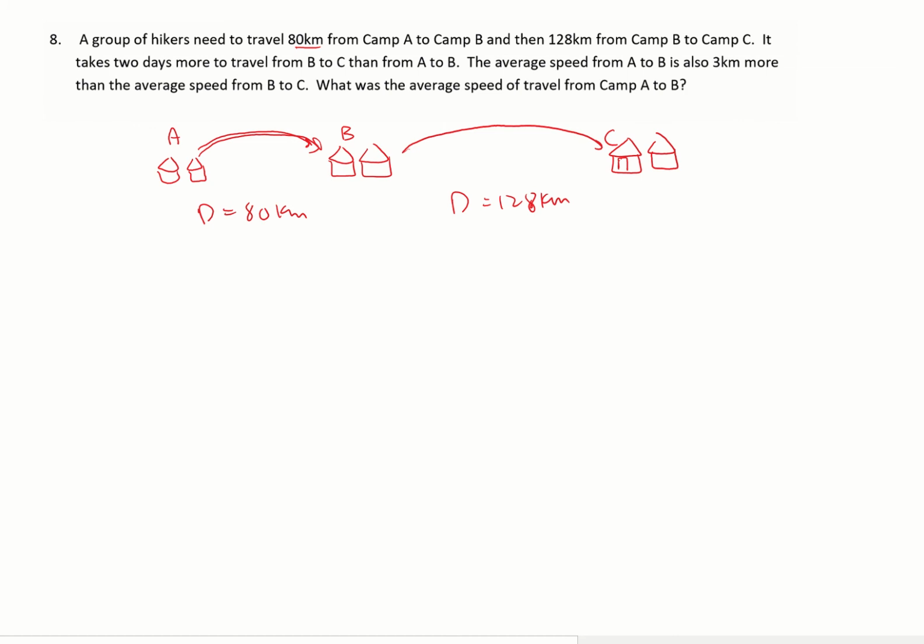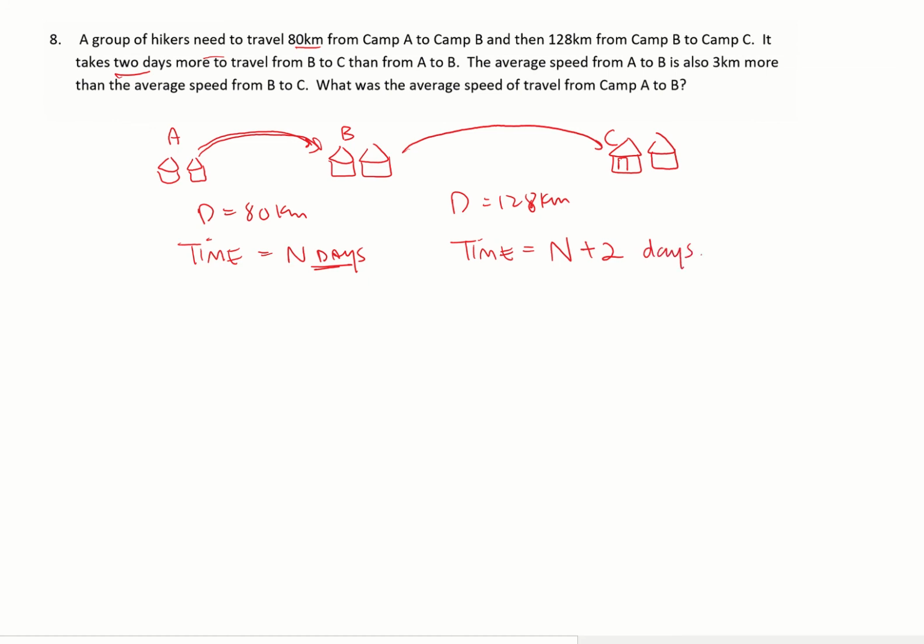Okay. And that's the first part of the question. And it goes, it takes 2 more days to travel from B to C than from A to B. So let's say time over here, you need n days. You don't know how many days there are, just call it n. And then from B to C, it says whatever your time is from A to B, now from B to C is 2 more days. So that means time is equal to n plus 2, in days.